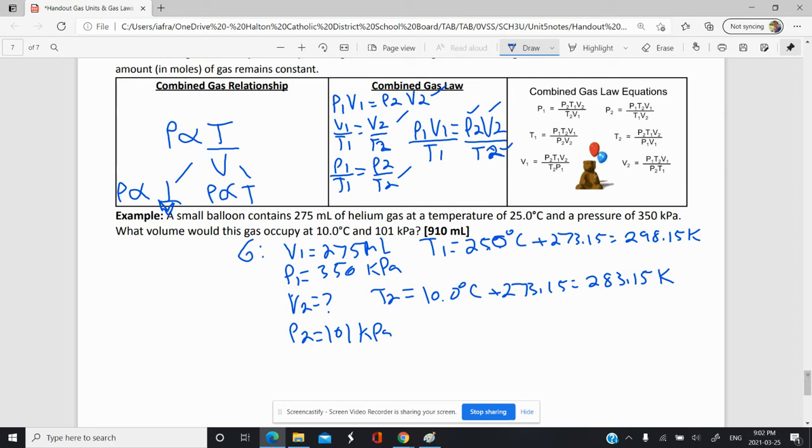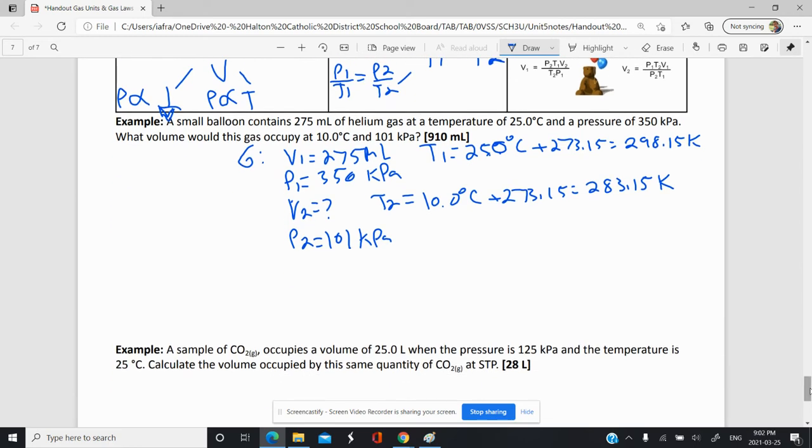And so, again, the reason that we have to use the combined gas law here is because we're changing more than one thing. We're changing the temperature and the pressure. We're not only changing temperature. We're not only changing pressure. So our unknown is our V2.